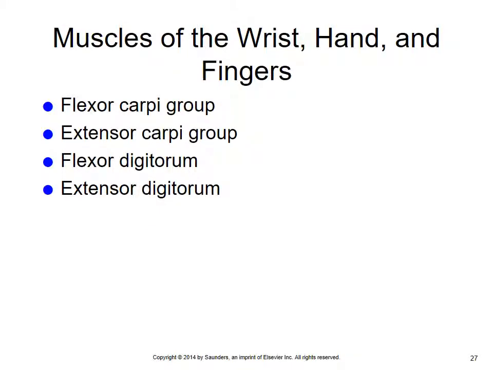Muscles of the wrist, hand, and fingers. The flexor and extensor carpi groups and flexor and extensor digitorum groups are responsible for the movements of the hand and fingers. These muscles are located in the forearm. The tendons extend into the hand and fingers, acting as puppet strings. This arrangement means that the hands and fingers are small enough to be dexterous.